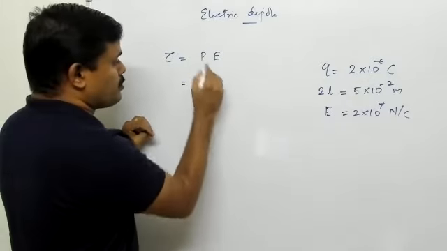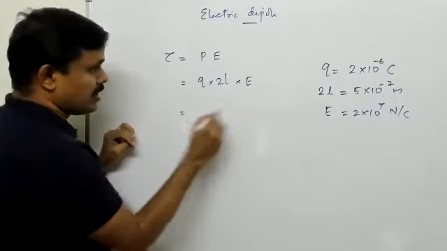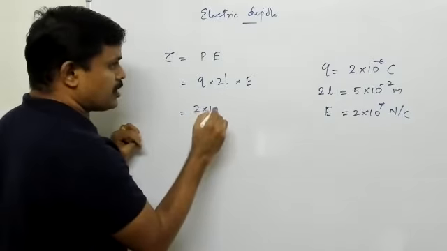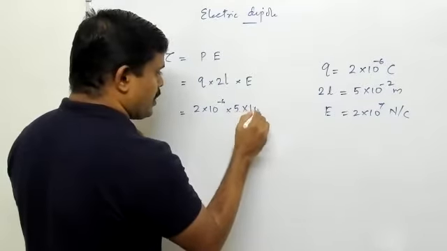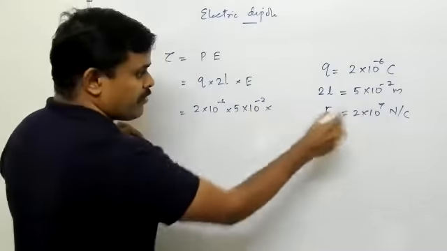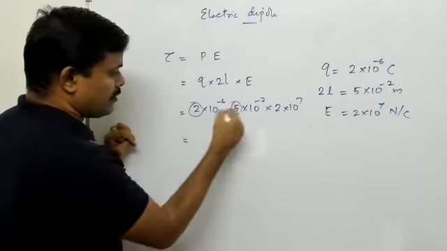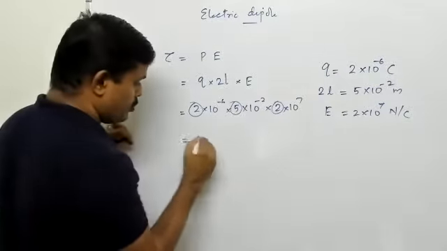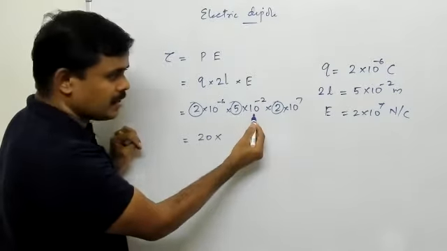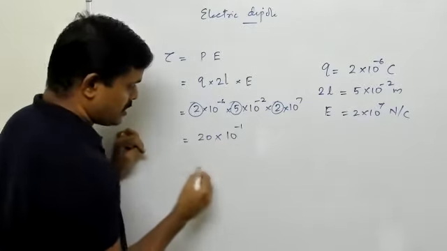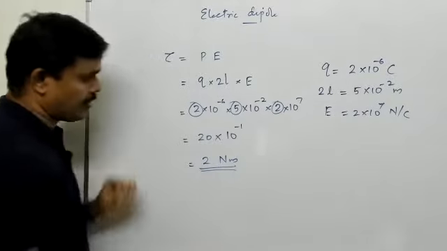What is P? Q into 2L into electric field. So let us put them over here. What is Q? 2 into 10 power minus 6, into 2L is 5 into 10 power minus 2, into electric field 2 into 10 power 7. So let us multiply 2 into 5, 10. 10 multiplied by 2, 20 into 10 power minus 6, 10 power minus 2, 10 power minus 8. 10 power minus 8, 10 power 7, 10 power minus 1. So one place down it is 2 Newton meter. Newton meter is the unit of torque.